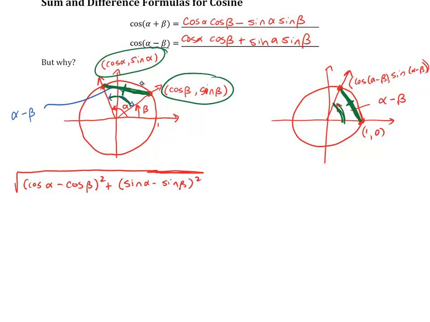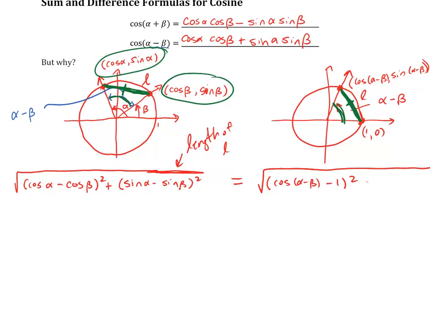Again, let's make sure we understand what we're doing. I'm going to call that line L. This is the length of L. But this is also L over here, so it's going to be equal to, and now we've got a different two points: cosine alpha minus beta, sine alpha minus beta, and 1, 0. So we take the difference of the x's, so cosine of alpha minus beta minus 1, squared, plus sine of alpha minus beta minus 0, so you end up with just sine of alpha minus beta, squared. Okay, with that said, let's square both sides.